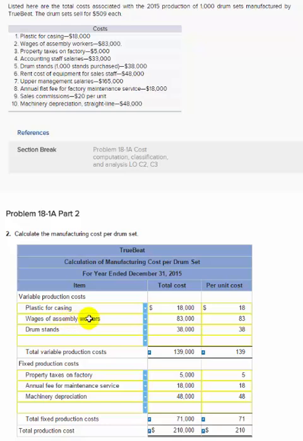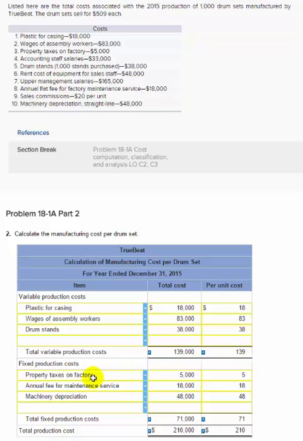Wages for assembly workers, a total of $83,000 from the list up above. You divide that by 1,000, you get $83 per unit. Drum stands, $38,000. Again, these are variable costs, and divide that by 1,000, it's $38. So the total variable production cost will be $139,000, and the total variable cost per unit would be $139.